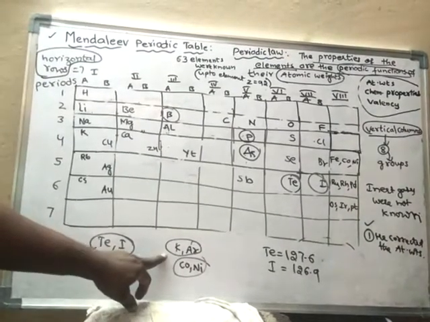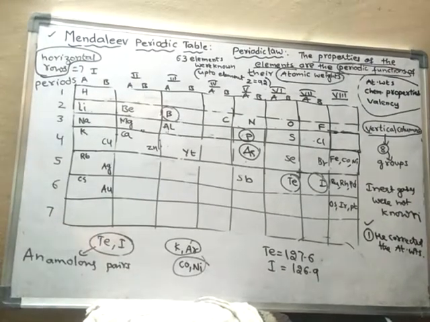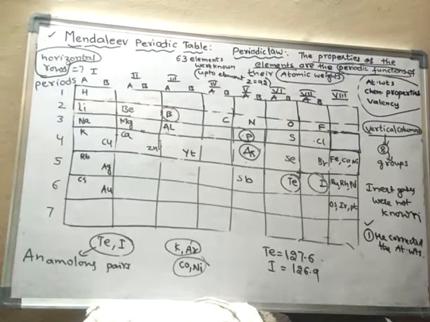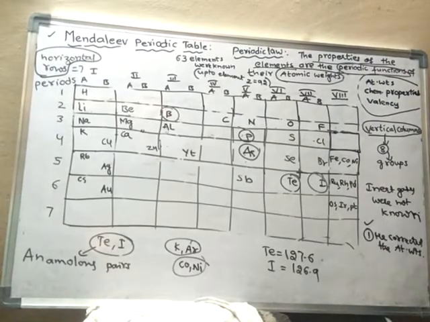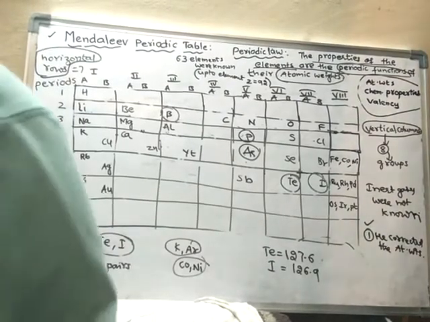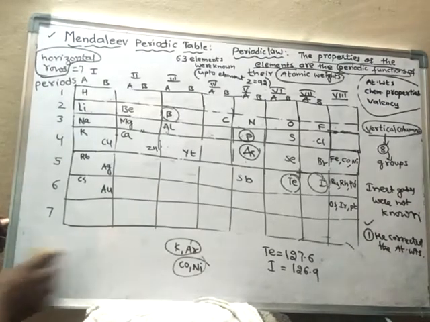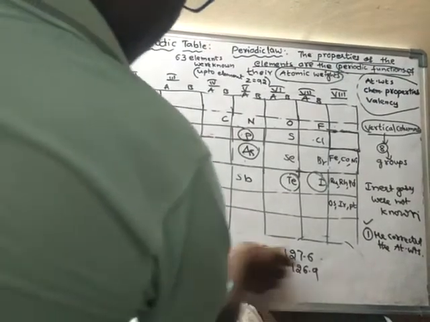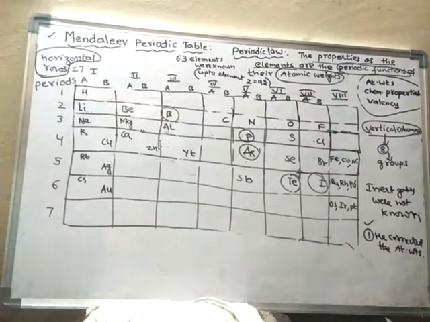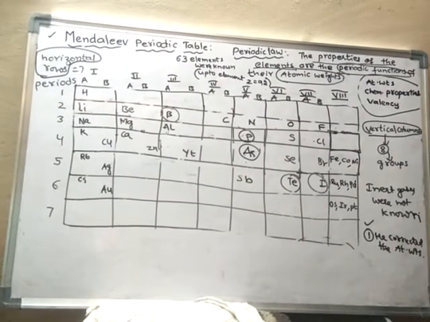This is also another anomalous pair, and so on. There are so many anomalous pairs in the Mendeleev periodic table. Okay, so like this, there are so many anomalous pairs in the periodic table. That was his mistake. Demerit.